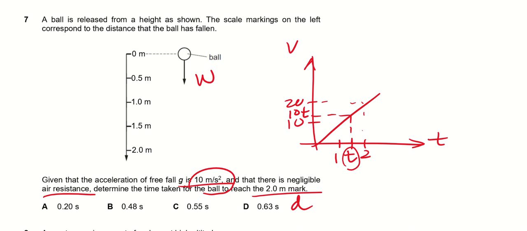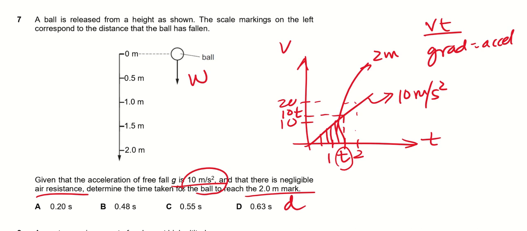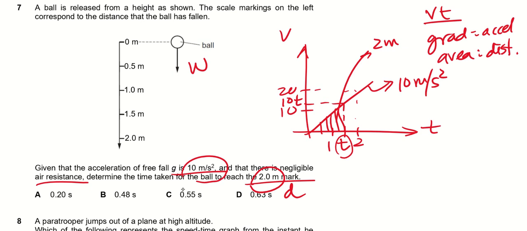Then we know that the area under the graph is 2 meters. The VT graph is very useful. The gradient represents acceleration, which we have already used as 10 meters per second squared because it's constant acceleration. The next thing is that the area under the graph is the distance traveled. In this question, they give us 2 meters. It fell from 0 meter to 2 meters, so the distance traveled is 2 meters, which is the area under the graph. So it looks like a triangle.